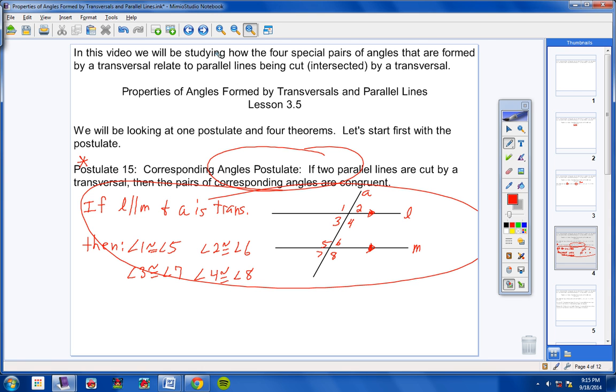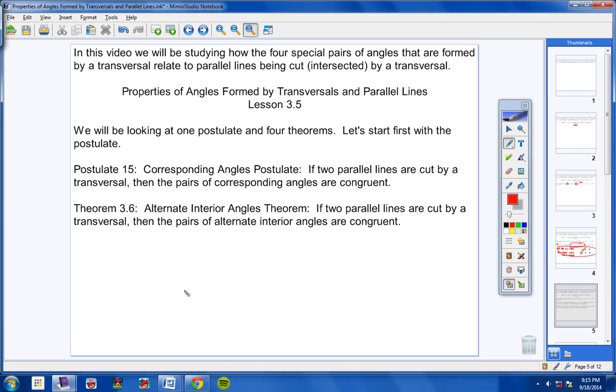All right, let's move on to our next theorem, which is Theorem 3.6. Okay, so we're looking at one postulate today. There it is, check, and then 4 theorems. Okay, so our first theorem of the day is this. Please copy this in your notes. Theorem 3.6, alternate interior angles theorem.